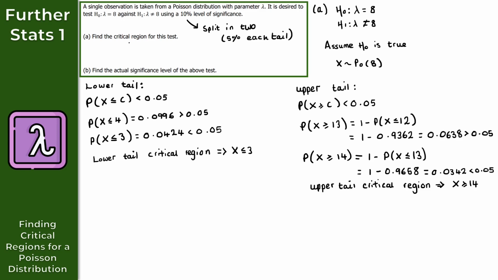So now for the actual critical region for this test, we just need to put both of these together then. So the critical region for this test here would be given as, so we've got x being less than or equal to 3, or we have x being greater than or equal to 14. Okay, and there we have it. So that's the solution to part A.